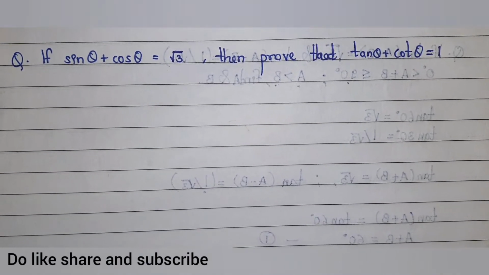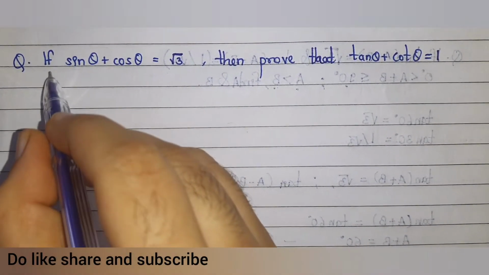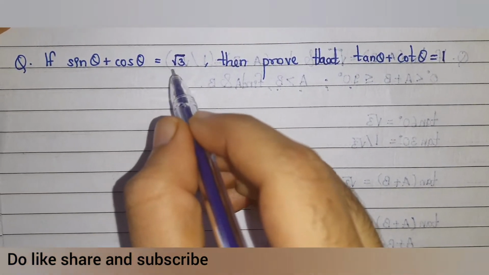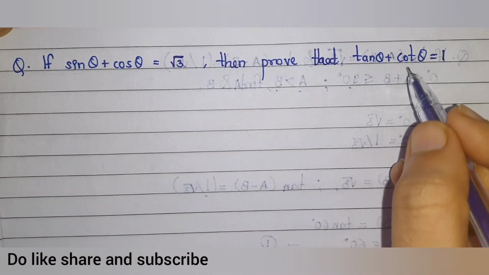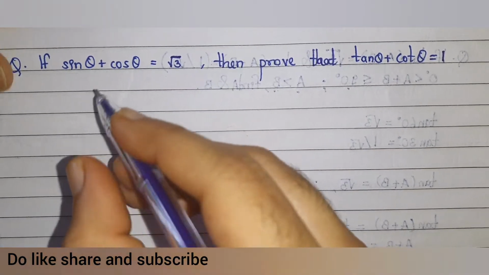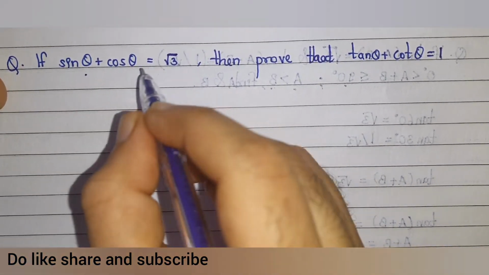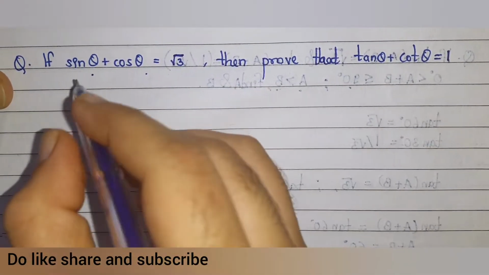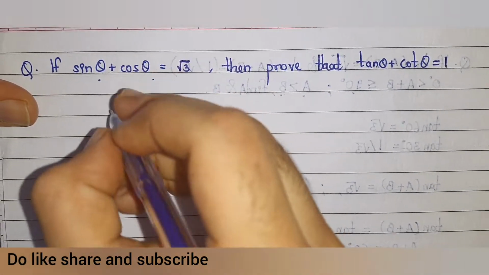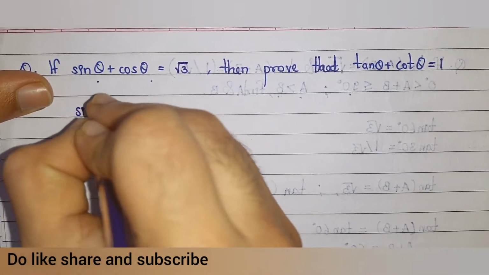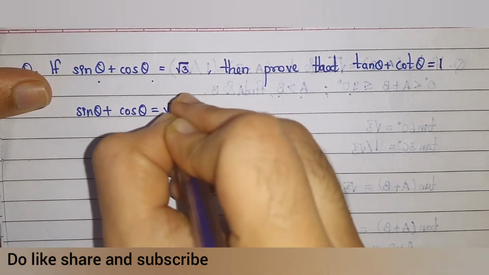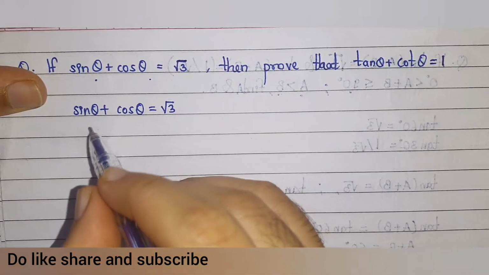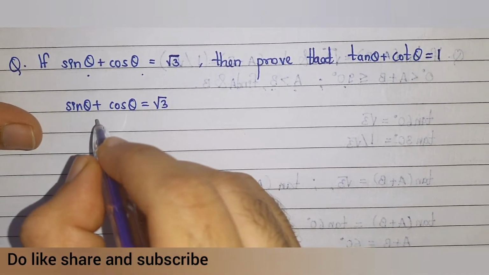I am here with a new question of trigonometry. If sine theta plus cos theta is equal to root 3, then prove that tan theta plus cot theta is equal to 1. See, we have to consider this as given, and this we have to prove. So mark it equation 1: sine of theta plus cos of theta is equal to root 3. Now this is the given equation.